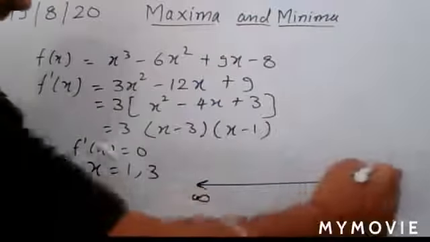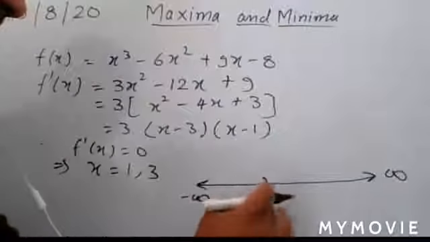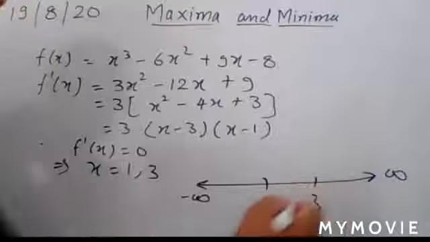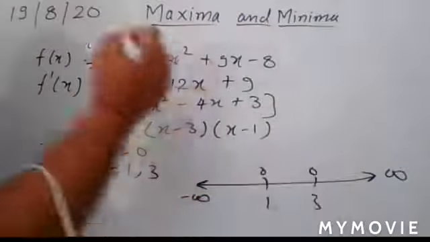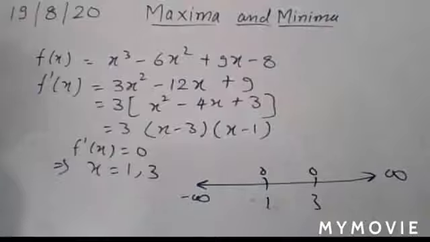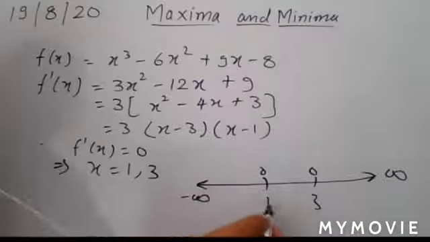Here you have minus infinity, infinity. This point is 1, and here you have 3. These 2 points are not taken. In between them only you have to check the sign. Understand? Okay, so check in between 1 and 3.